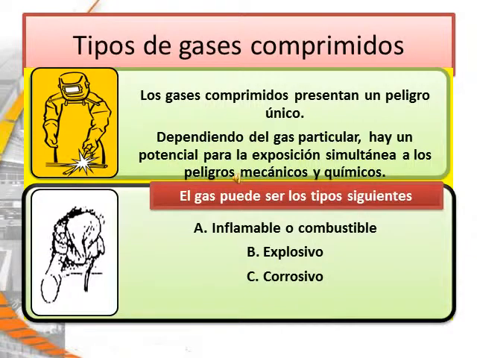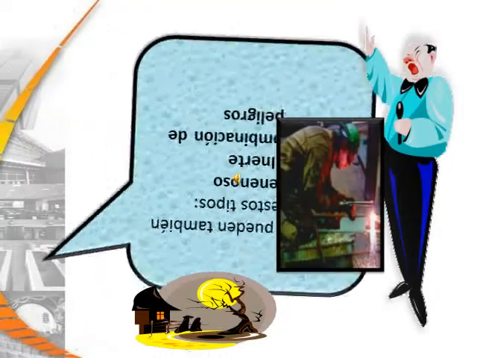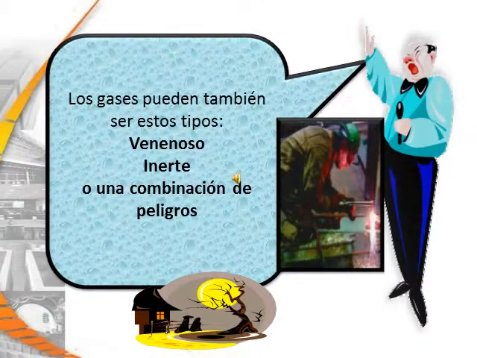Depending on the particular gas, there is a potential for simultaneous exposure to both mechanical and chemical hazards. Gases can be the following types: flammable or combustible, explosive or corrosive. Gases can also be poisonous, inert, or a combination of those hazards.